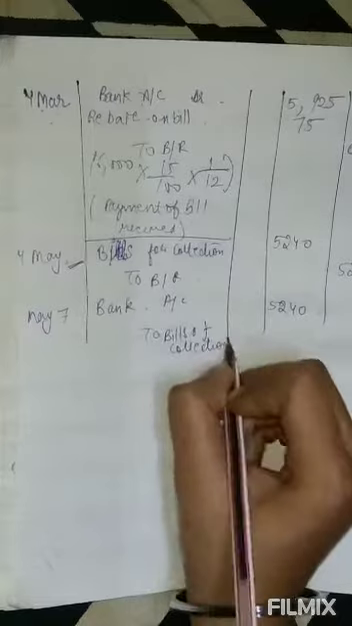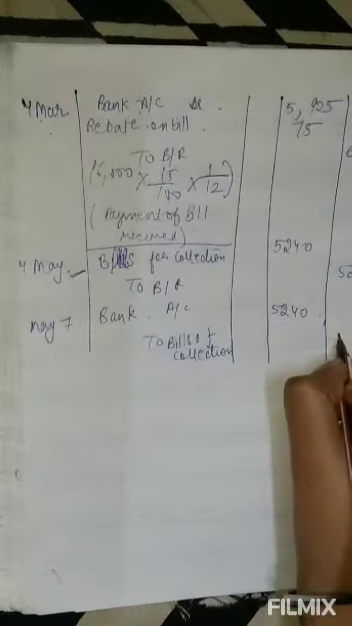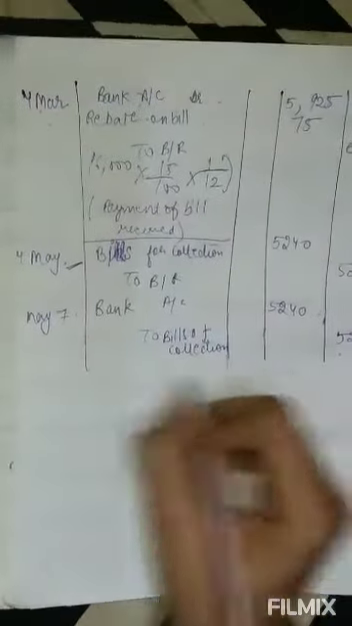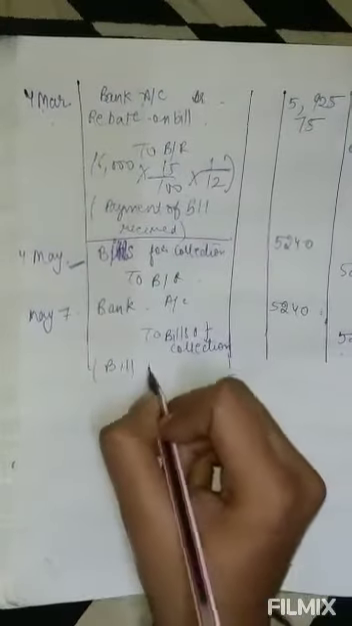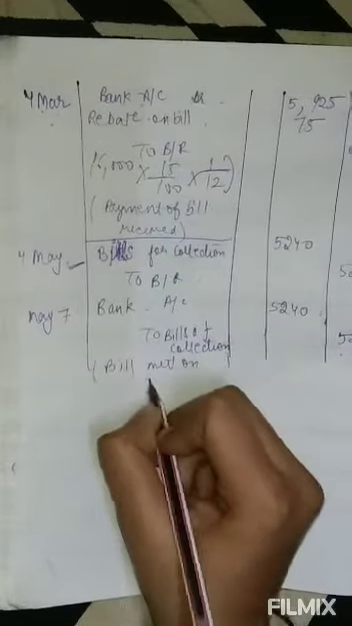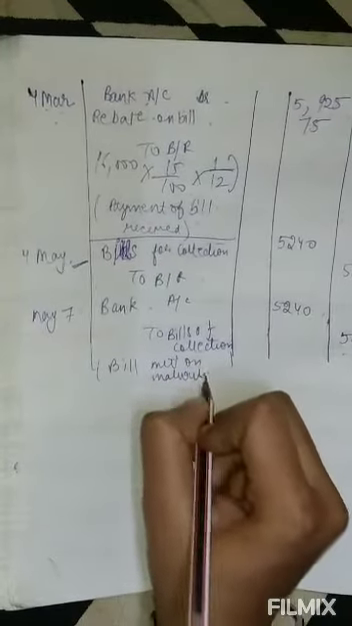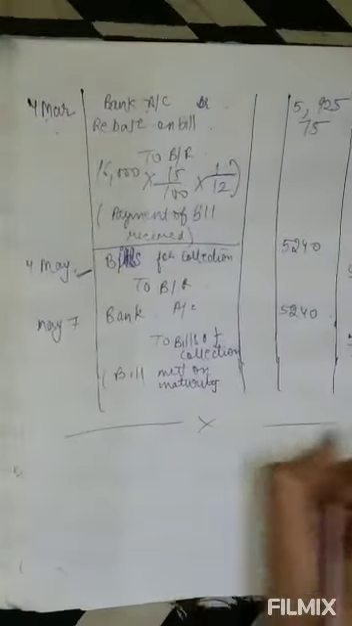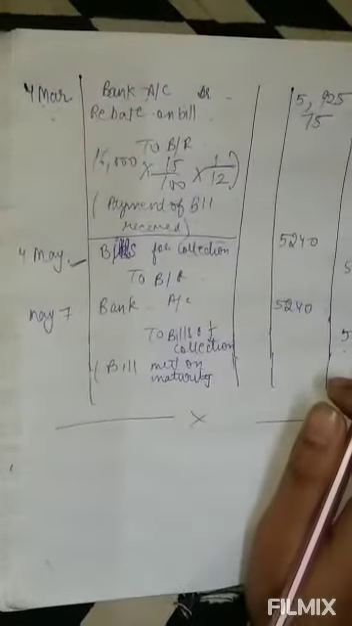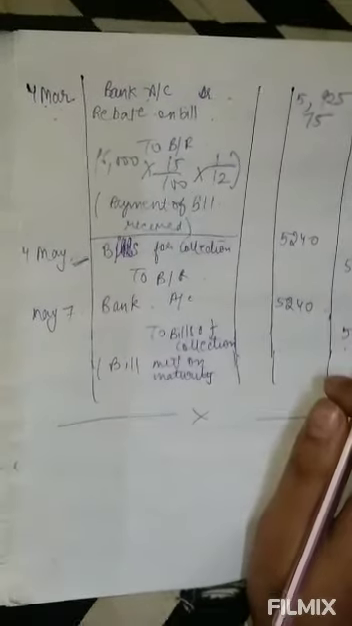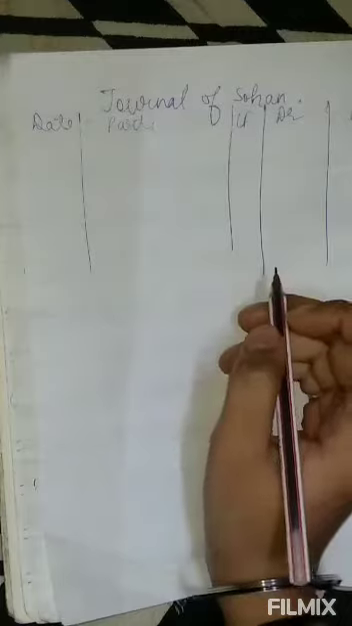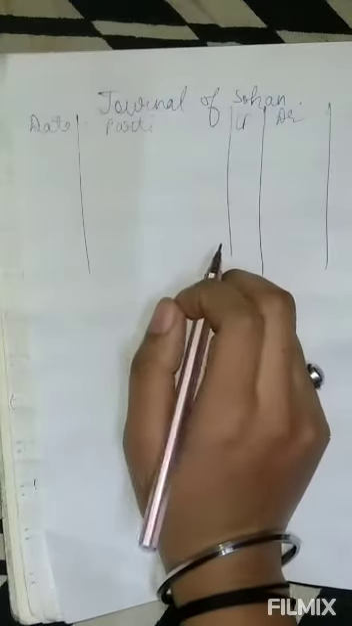Okay, this bill for collection has been given to the bank. Here you can write that bill met on maturity. Clear? This was the journal of Ram, but in the question it is not asked for just the journal of Ram. We have to also prepare the journal of Mohan as well as the journal of Sohan. So now we are preparing the journal of Sohan.